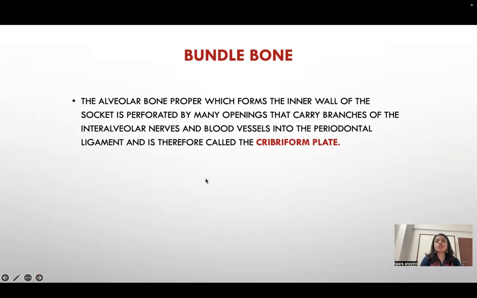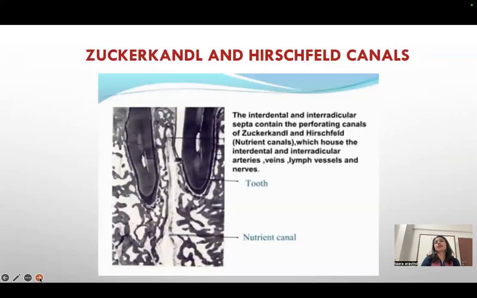Alveolar bone proper, which forms the inner wall of the socket, is perforated by many openings that carry the branches of the interalveolar nerves and blood vessels into the periodontal ligament, and is therefore also known as the cribriform plate. Now, what are the canals of Zuckerkandl and Hirschfeld? The interdental and interradicular septa contain the perforating canals of Zuckerkandl and Hirschfeld. They are basically nutrient canals, which house the interdental and interradicular arteries, veins, lymph vessels, and nerves.